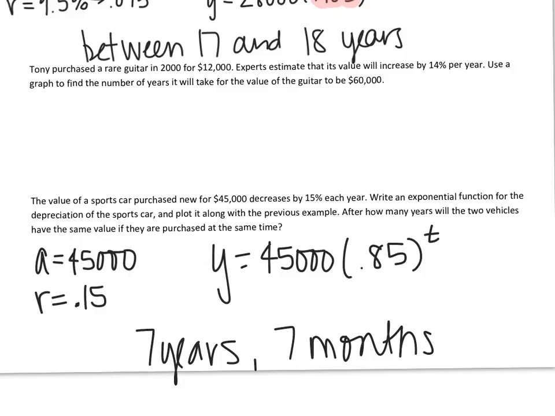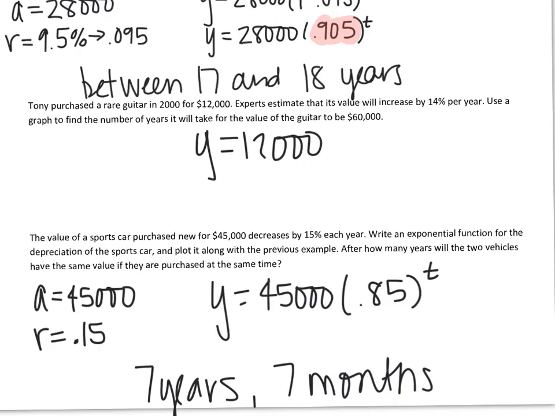Tony purchased a rare guitar in the year 2000 for $12,000. Experts estimate that its value will increase by 14% each year. Use the graph to find the number of years it will take for the value of the guitar to be 60,000. So I can write my equation. What would it be? Y equals 12,000 times 1.14 or 1 plus 0.14 because it was increasing at 14%, so it'd be 1.14 to the t.